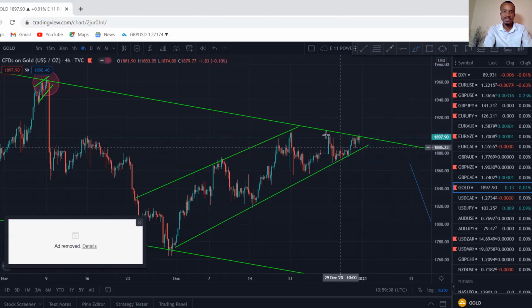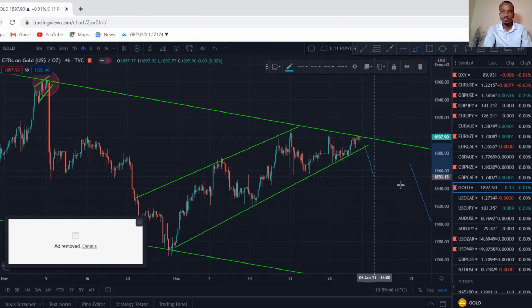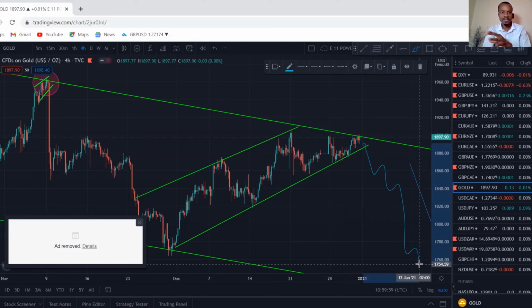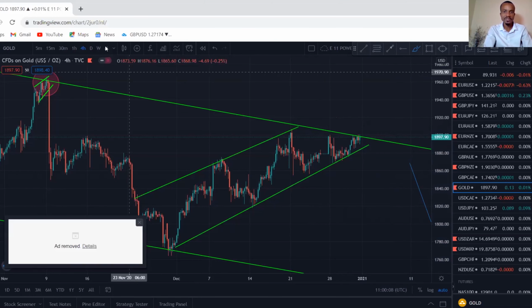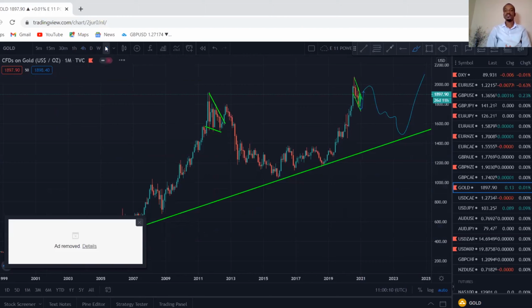Around this area, there may be a third touch. If price then breaks to the downside, tests that area, and has another touch within that channel, then price should back up, grab some liquidity and go impulsively to the downside to test a long-term trend line, then push to the upside. So that's our thought process, guys, on gold, on the monthly time frame.